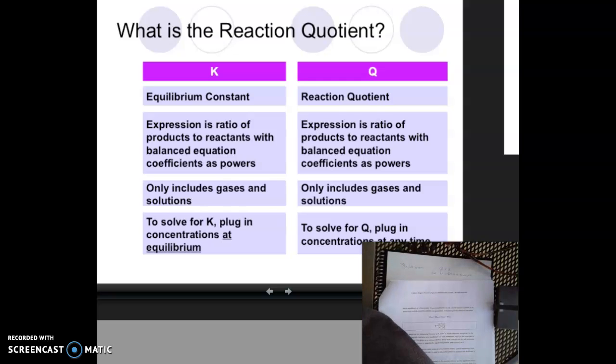The only difference is that for K, the equilibrium constant, it has to be at equilibrium. And for Q, we plug in the concentrations that we have, whether we know if it's at equilibrium or not. Why would we do this? Well, a lot of times the question will ask, is this reaction at equilibrium? And so we'll find Q, compare it to K, and then we will know.